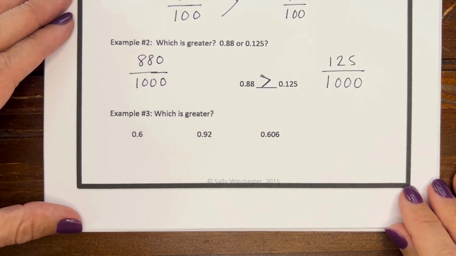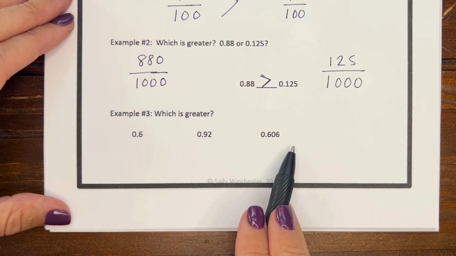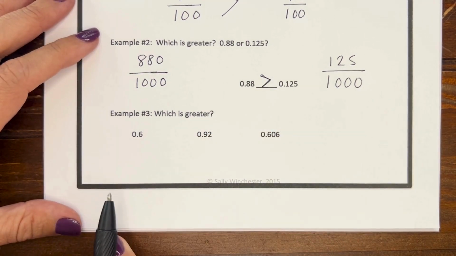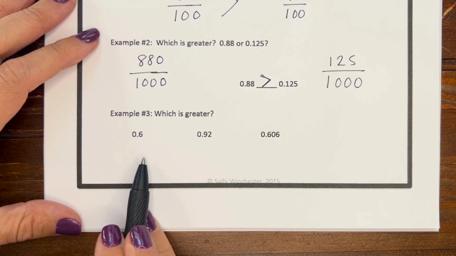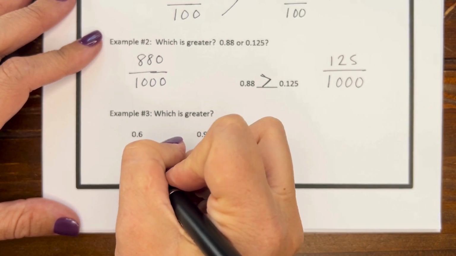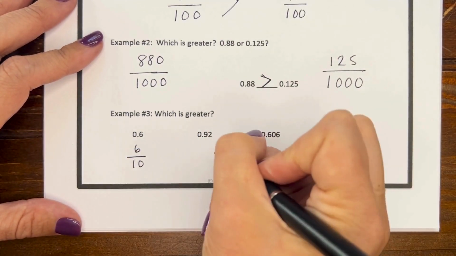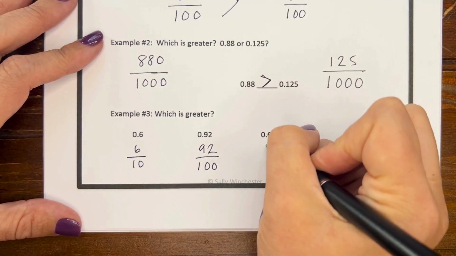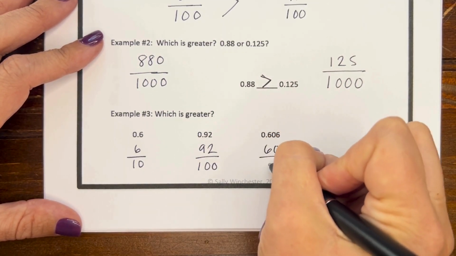Now let's try this with 3 decimals. Which of these 3 decimals is the greatest? We have 0.6, 0.92, and 0.606. We are going to write them as fractions. We have 6/10, we have 92/100, and we have 606/1000.